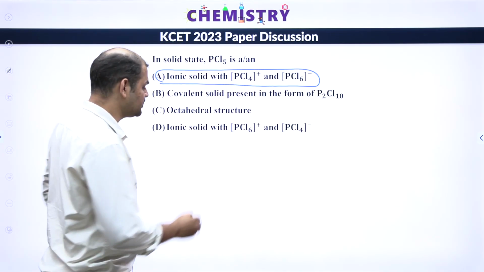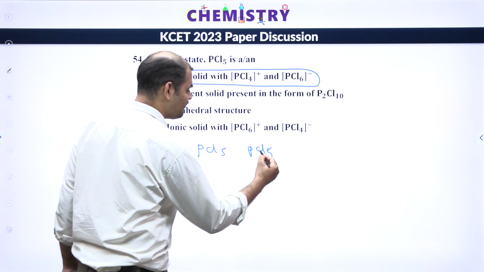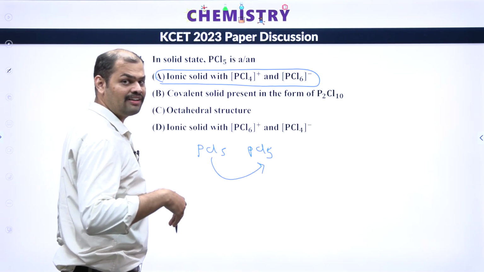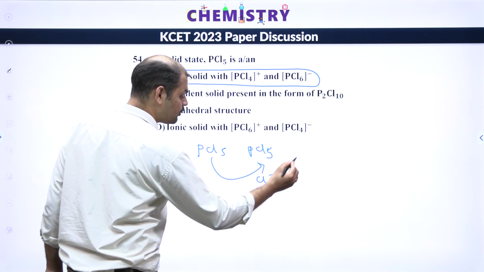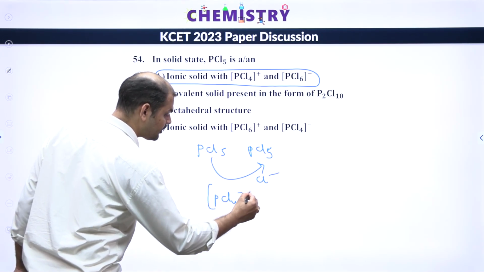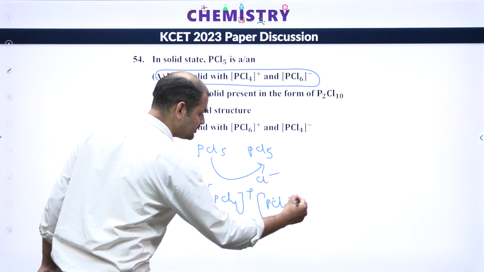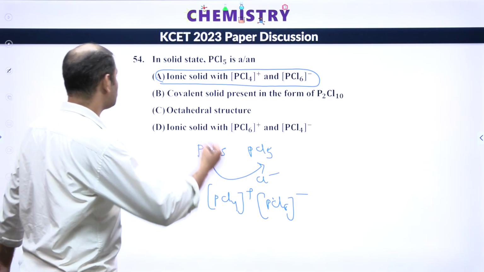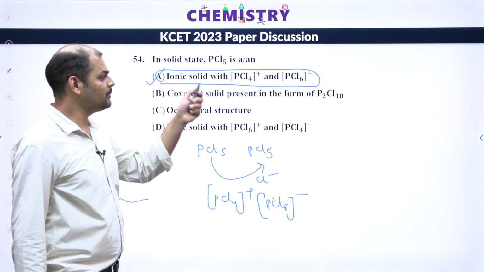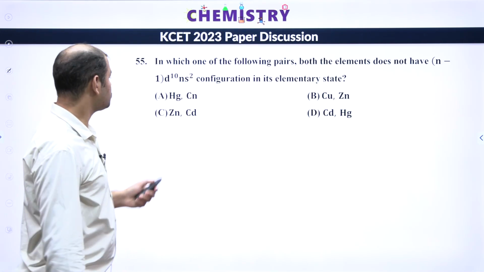Simply we can understand like this: if we take two PCl5 molecules, what happens now? One PCl5 molecule will lose one chlorine, another PCl5 molecule will gain one chlorine. In the process of losing one chlorine, this will convert to PCl4 plus and this will convert to PCl6 minus. But anyhow, it is a remembering question. You should remember that is option 1. In the solid state, PCl5 exists as ionic solid with PCl4 plus and PCl6 minus. Let us discuss the next question.